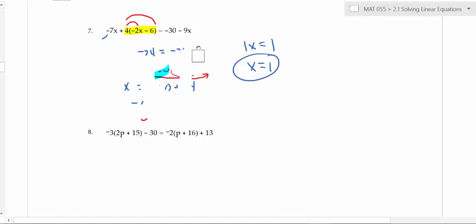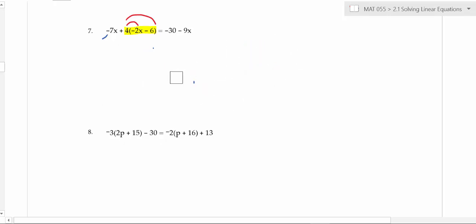If you don't want to do it that way, you can do it this way. You're still going to start with the distributive property, so you're going to start with negative 7x minus 8x minus 24 equals negative 30 minus 9x. So you've got to do that distributive property first. You've got to collect the like terms, so that's negative 15x minus 24 equals negative 30 minus 9x.